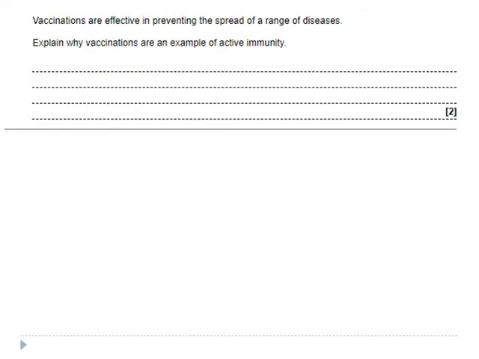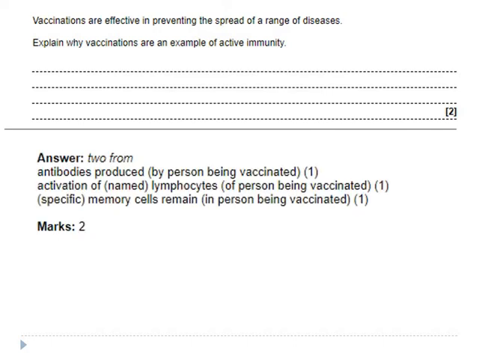Okay, and then the final question of this section. Okay, so why are they active immunity? This question is quite interesting, and I wanted to highlight a couple of things here. First of all, it says explain, so we're not just stating. And we're just looking at active. We're not looking at whether it's natural or if it's passive. It's just referring to active.